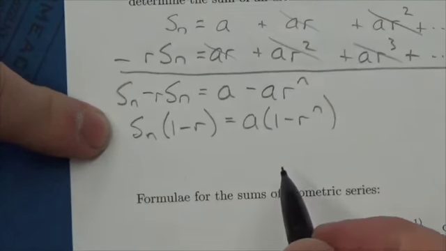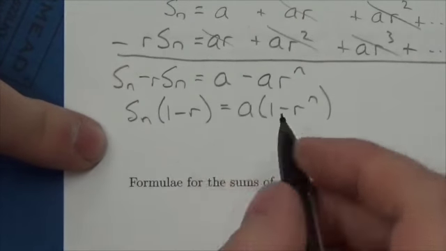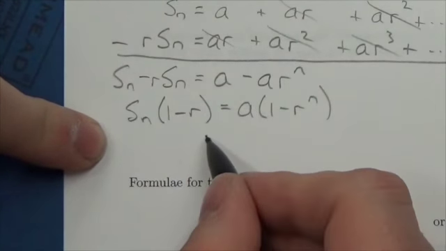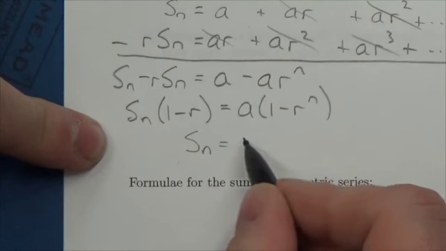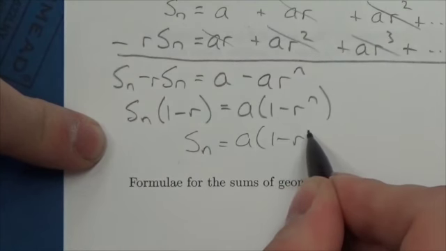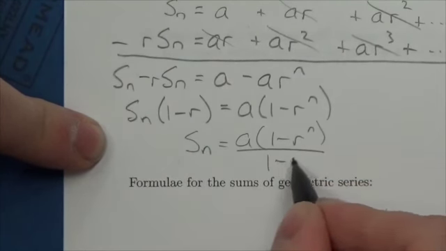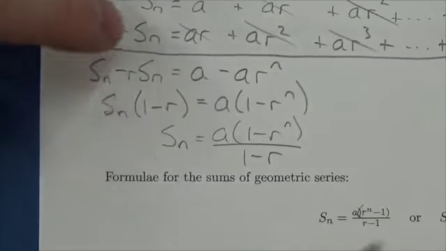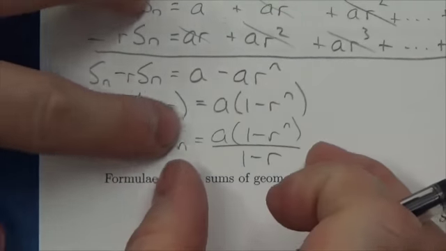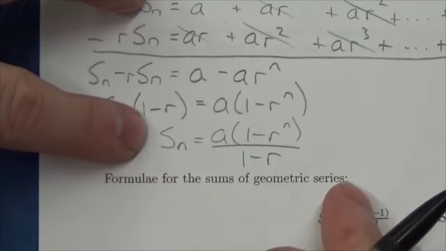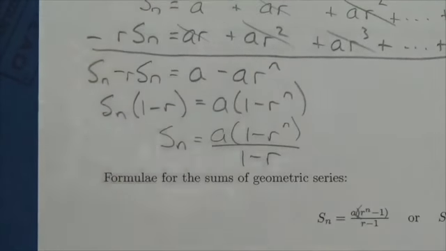And now to get the Sn term, the nth sum by itself, I will divide by 1 minus r. So Sn is equal to a(1 minus r to the n) over 1 minus r. And look at that. What a wonderful little compact formula for the sum of a geometric series.